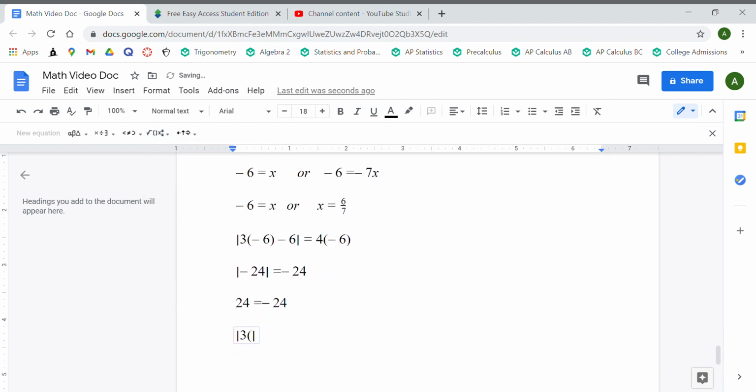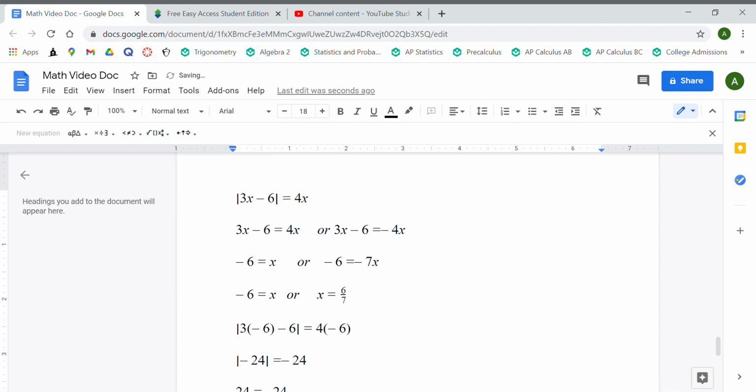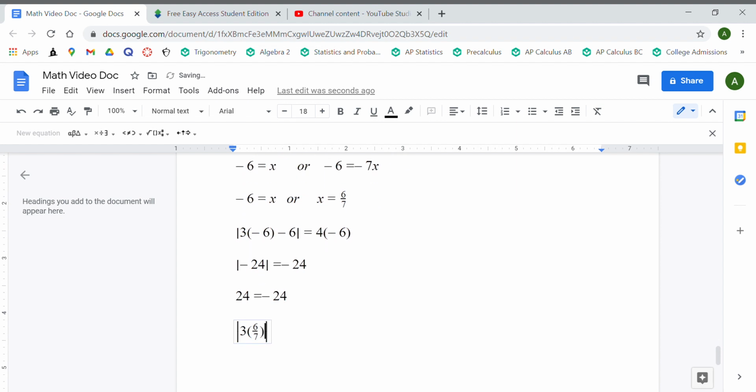So we're going to do 3 times 6 over 7 minus 6 equals 4 times 6 sevenths. Now, knowing the absolute value has to be positive, and knowing this right here needs to be positive, 4 times 6 sevenths has to be positive as well. I think this is going to be a working solution. So we still have to check just to make sure.